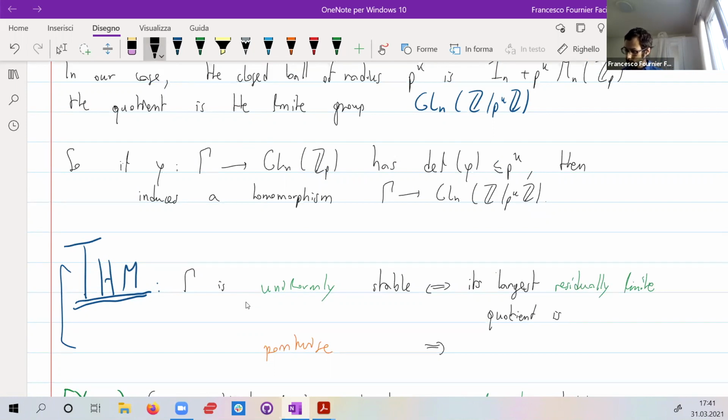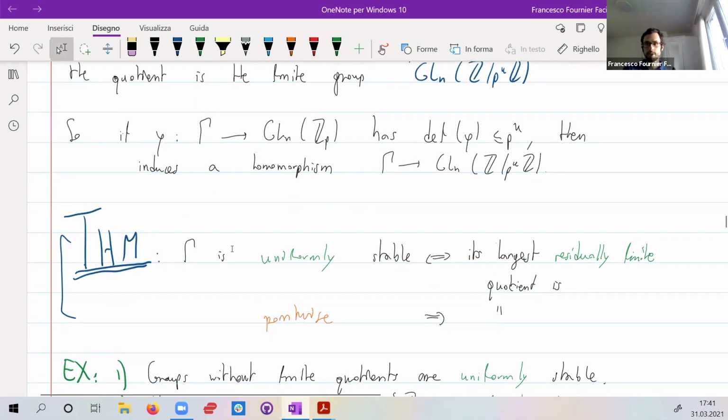And if gamma is pointwise stable, then so is its largest residually finite quotient. And as we will soon see, there is an example where the converse implication doesn't hold. But the first equivalence is what I'm interested in. So a group is uniformly stable if and only if its largest residually finite quotient is uniformly stable. So this tells you that uniform stability reduces completely to residually finite groups. And it also gives you more examples of groups which are uniformly stable.